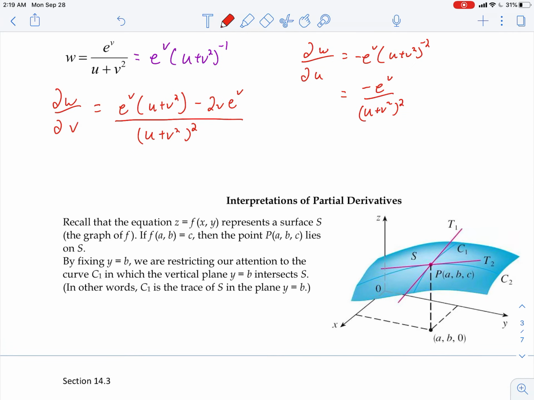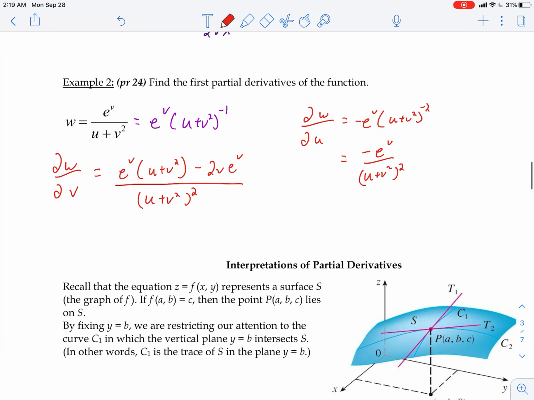All right. Interpretations of partial derivatives.